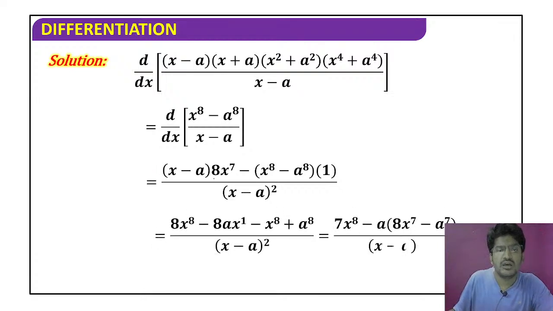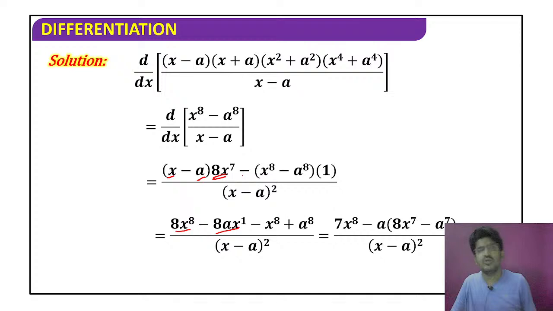So here you can just see, multiplying 8 into x to the power of 7 into x is 8 into x to the power of 8. Multiply these two terms. Okay. And now multiply these two terms and multiply these two terms. This is 7. Clear?